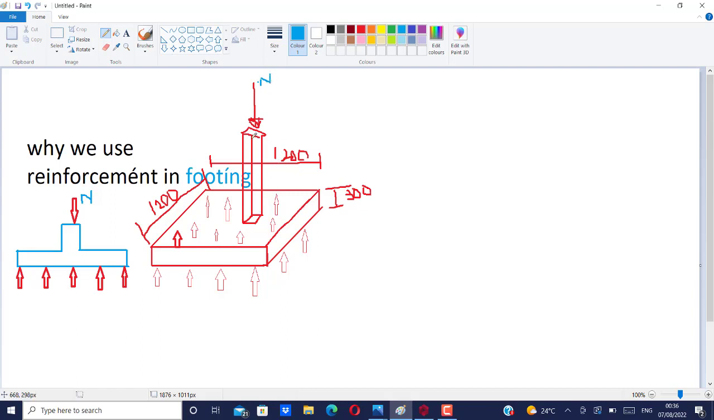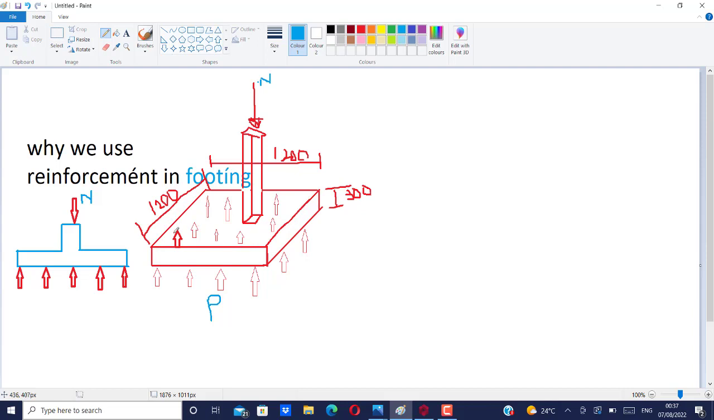As this column is acting on this base, the soil pressure within this base area, which we have chosen as 1.2 by 1.2 by 300 mm thick, the pressure will be acting under this. Let's say it is P. This pressure P is acting underneath this base, the entire area of this base.